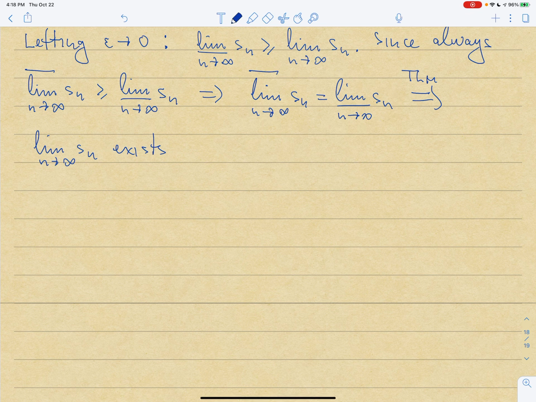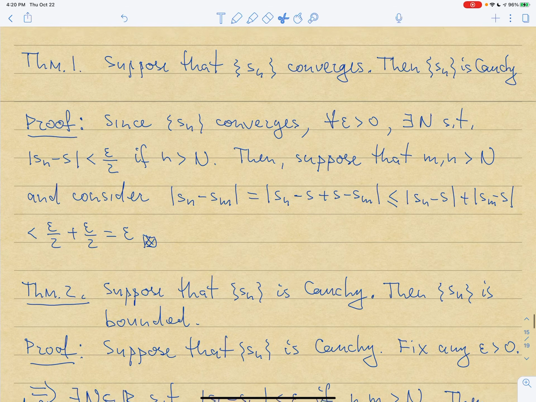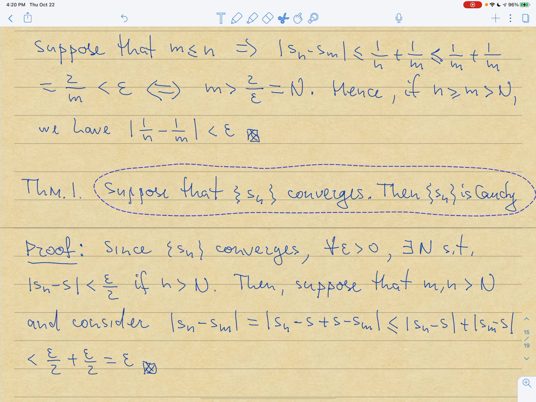Any sequence of real numbers converges if and only if it is Cauchy. Right? If a sequence is Cauchy, it converges. So that's a theorem that we just proved. And slightly earlier, we proved the opposite fact, that if a sequence converges, then it must be Cauchy.